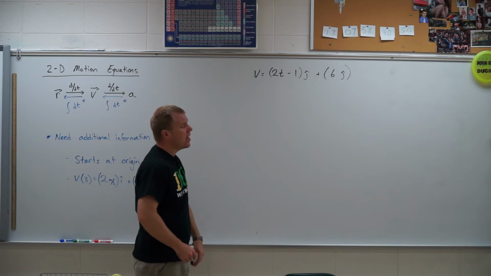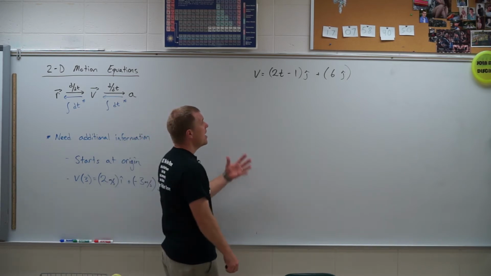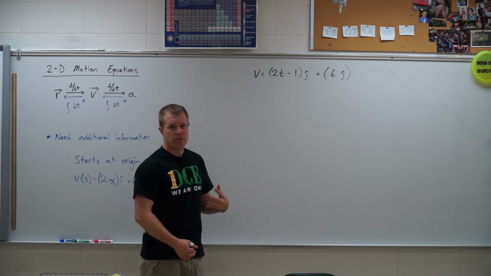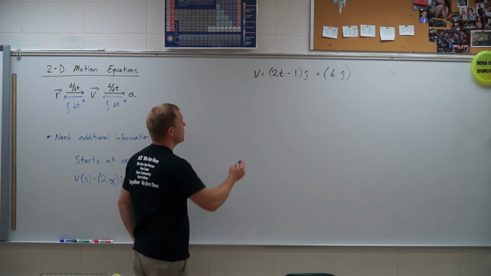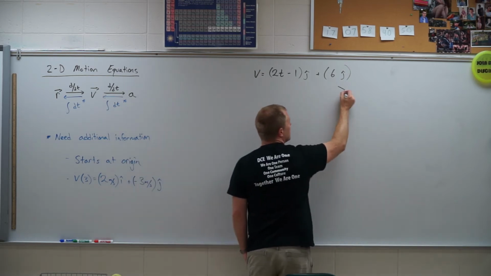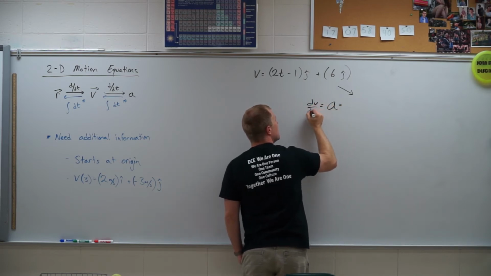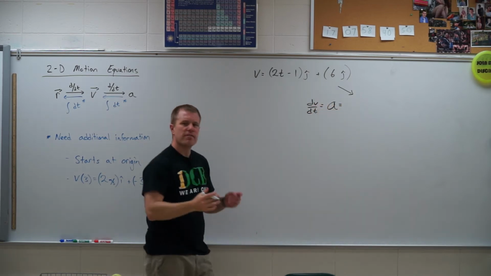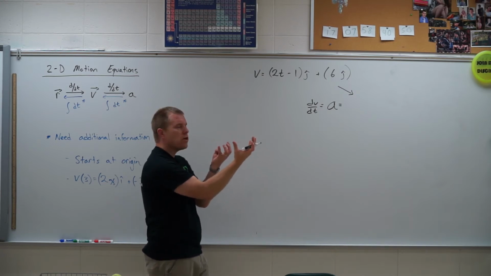So here I have a velocity function where velocity is measured in meters per second, time in seconds, and I want to get a position function from it and an acceleration function from it. To get an acceleration function, I'm going to have to take the derivative. When I take the derivative, dv/dt, I'm going to think about those i and j hat things as separate functions.